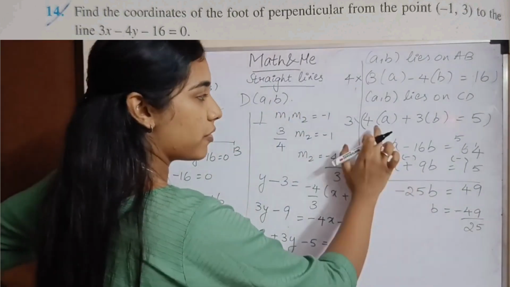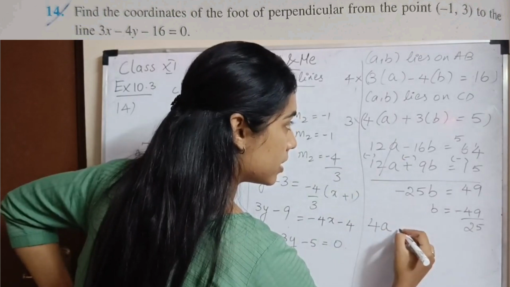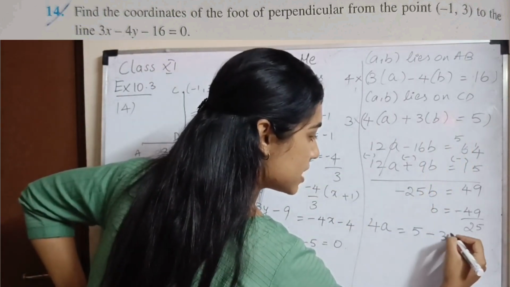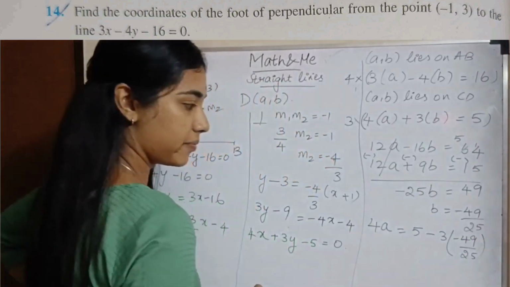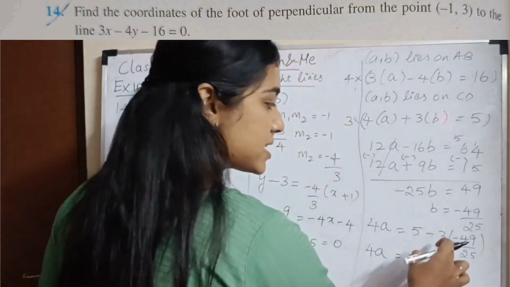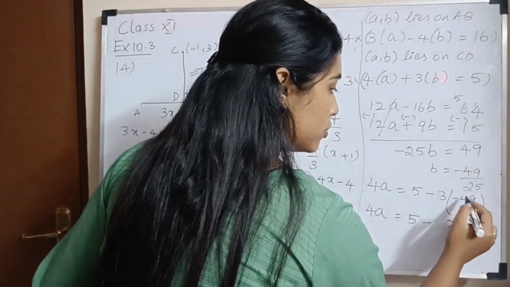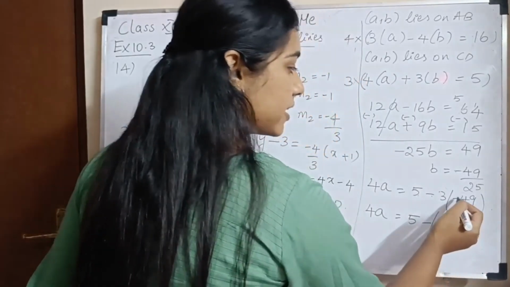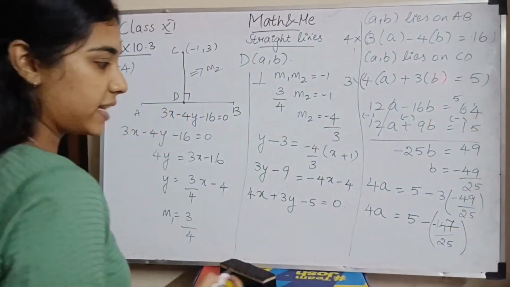So I'll substitute B in one of the equations. I'll substitute it here. So I have 4A equals 5 minus 3B. So I have 5 minus 3 times minus 49 divided by 25. So I have 4A equals 5 minus, let me multiply this 3 inside. So I have 9, 3 27, 2 4 3 12, 13, 14, 147 with a minus sign. Don't forget this minus sign. Divided by 25. So what happens when I take the LCM?